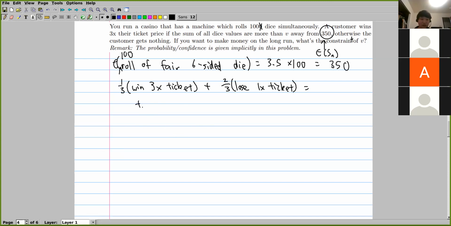So this would be the ticket price times 1/3 times 3 plus 2/3 times, wait. Oh shoot. If you win 2 times the ticket price, your profit is only 2 times the ticket price because you need to pay anyway. So this becomes 0.